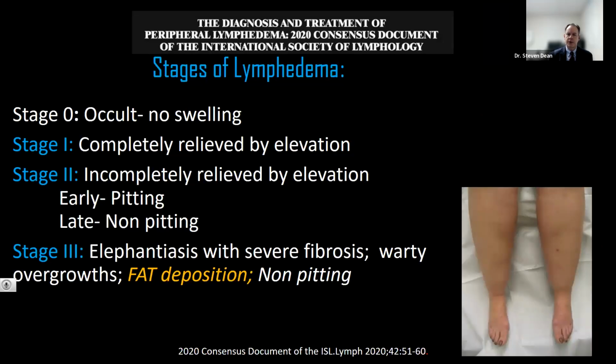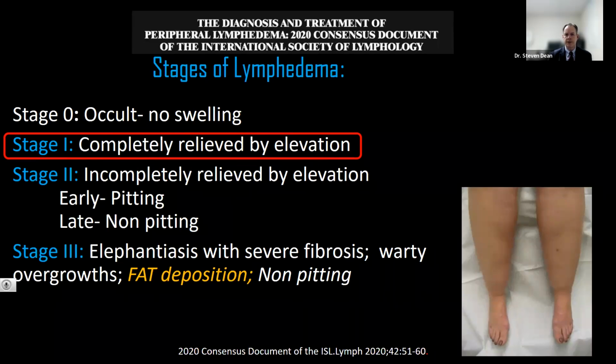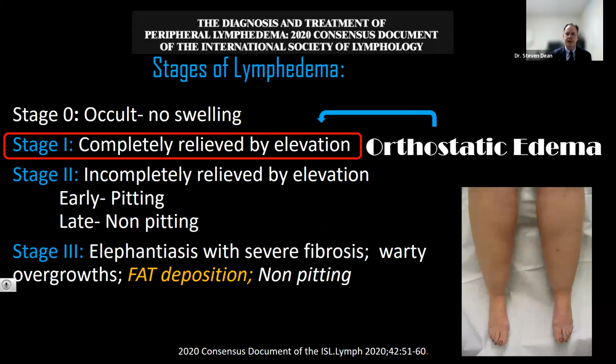Now, let's just briefly go through this interesting digression here, if you will, on the stages of lymphedema. And I'm sure most of you have seen these before, and I want to just hone in on stage 1 lymphedema. What is stage 1 lymphedema? Well, this is lymphedema that's completely relieved overnight with limb elevation. What other type of edema is completely relieved overnight with elevation? Orthostatic edema. So I don't think it's unreasonable to assert on some level that orthostatic edema is actually a de facto stage 1 lymphedema. Something to keep in mind when you use that term lipo-lymphedema.